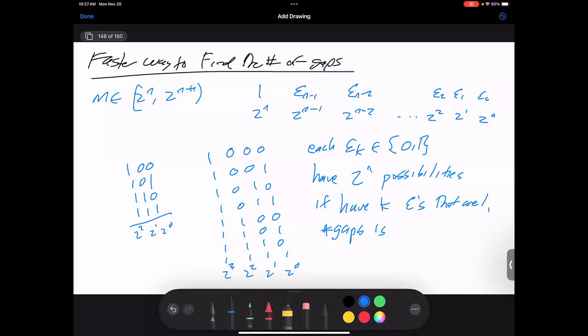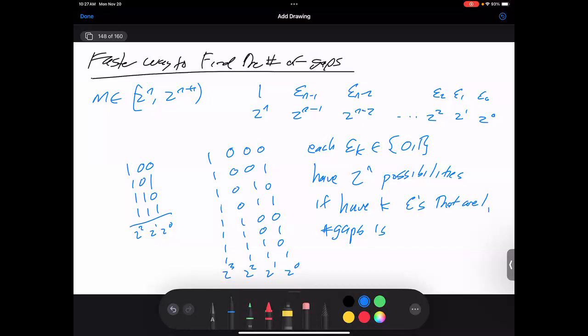Why 3? Nope, I don't have a summand at 2 to the 0. I would just have 2. What if I have 1, 0, 1, 1? How many gaps do I have? Yeah, 2. So if I have 3 summands, I always have 2 gaps. The gap from the first summand to the second, the gap from the second to the third.